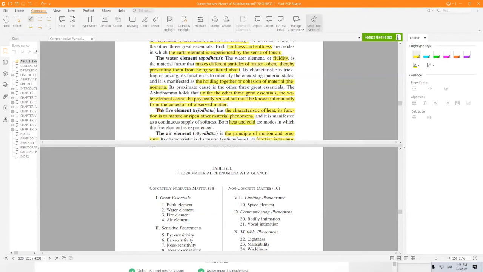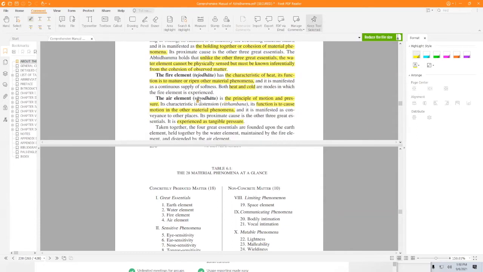Okay. The fire element has the characteristic of heat. And again, we could posit a spectrum here between heat and cold. Those are the modes in which the fire element is experienced. But as you get colder and colder, the fire element is less prominent, until if you ever reach absolute zero, though I don't know if that's possible, then the fire element would be completely absent. And it's said that the function of the fire element is to mature or ripen material phenomena.